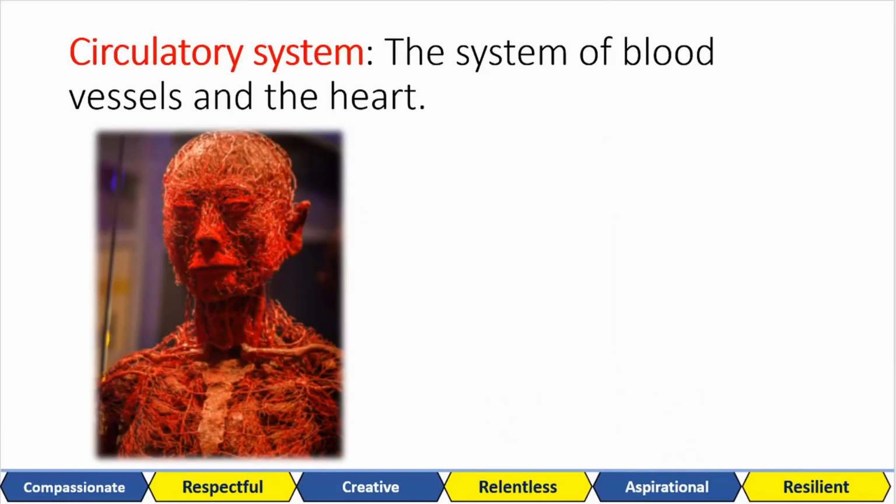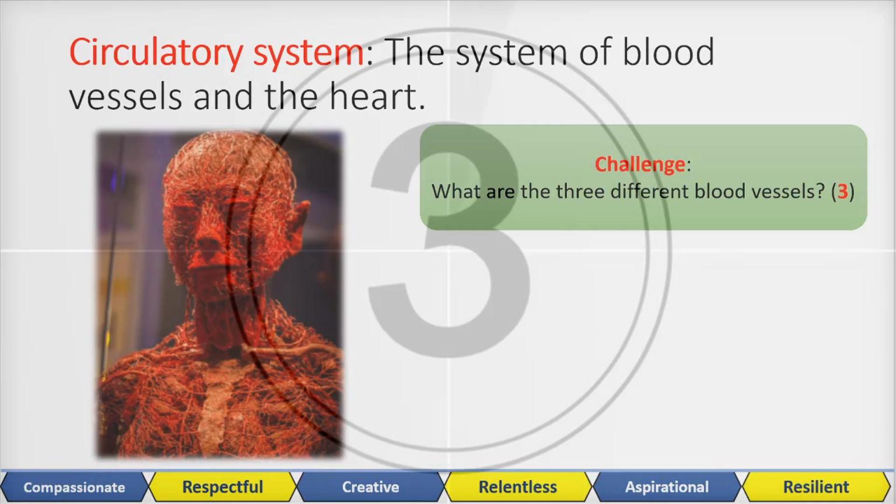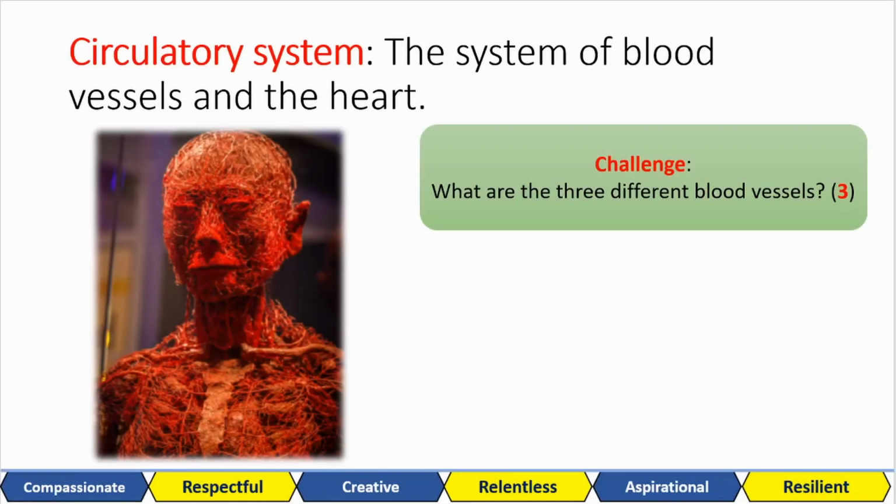So, blood moves around in the circulatory system, which is just the system of blood vessels and your heart. And you have 3 blood vessels. 1, 2, 3. Can you name the 3 different types of blood vessels that you have in your body? The 3 are arteries, veins, and capillaries.